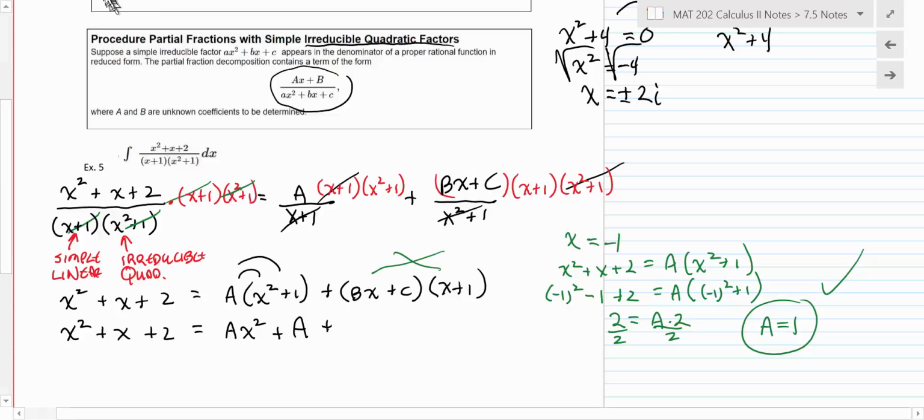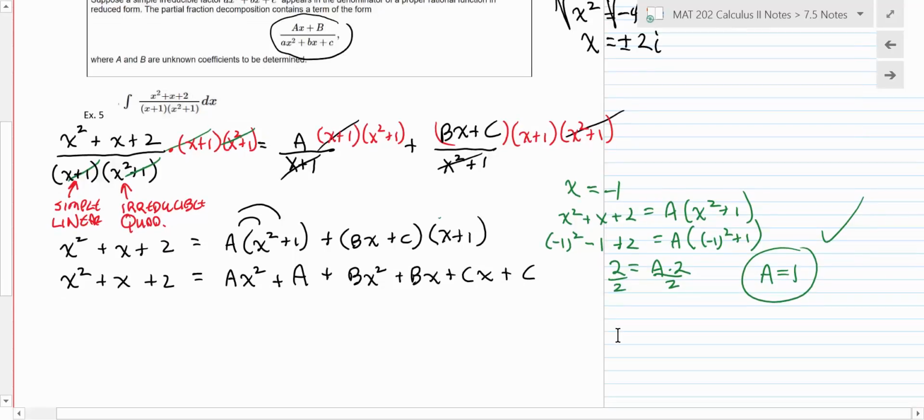Then what I'm going to do here is just multiply that out. I'm going to do a distributive property and FOIL this. So that's going to be bx squared. Outside term is plus bx. Inside term is plus cx. And the last term is plus c, like that. Okay, so let's multiply everything out.